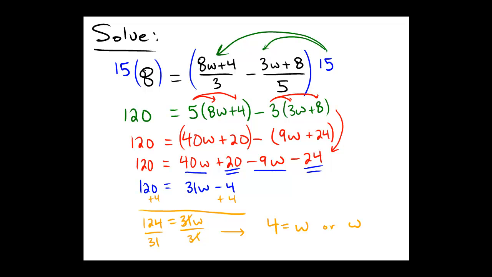A lot of times I like to write this nicer as w equals 4. I like to put my variable on the left-hand side, but that's just applying the symmetric property of equality. So the answer to this problem is w equals 4.